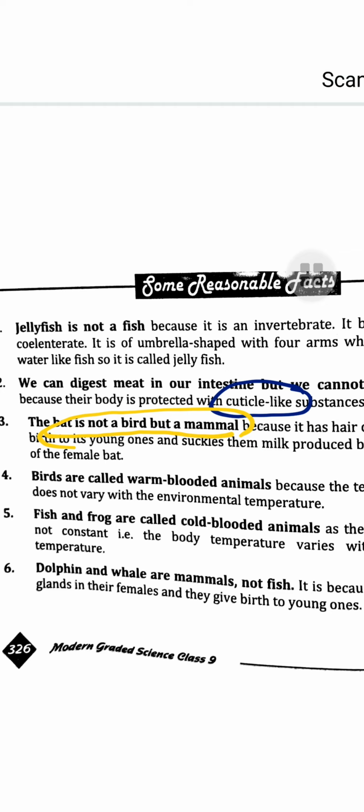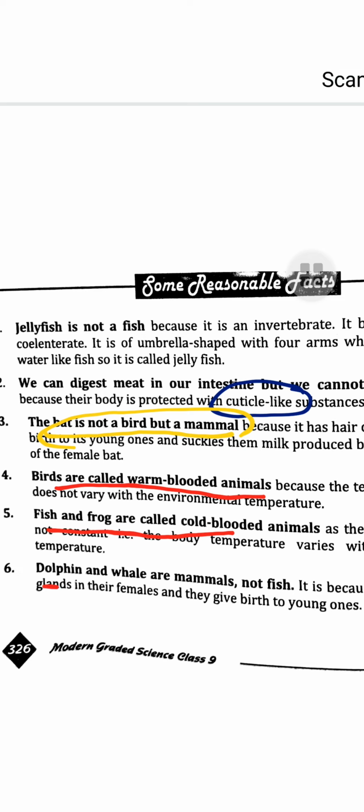Next one is, birds are called warm-blooded animals. Why? Or birds are called homeothermic animals. Why? Because their body temperature does not change according to the surrounding. Next, fish and frog are called cold-blooded animals. Why? Fish and frog are called cold-blooded animals because their body temperature changes according to the surrounding.